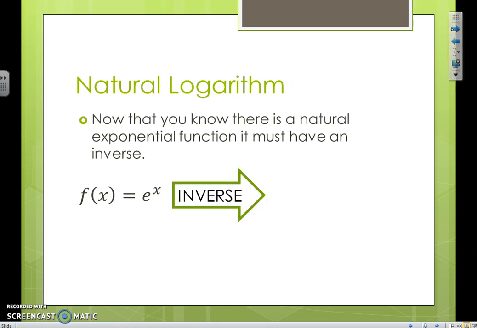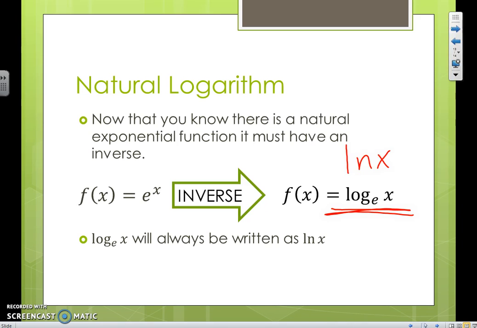Okay, now, since this is an exponential function, we know that it must have an inverse. So what's that inverse going to be? Well, remember the inverses for exponential functions and logarithm functions have to have the same base. So the inverse would be log base e of x. However, you will never, ever see it written like that. We call this our natural logarithm function, and it will always be written as ln of x. So log base e will always be written this way. You're going to have to memorize that ln x means log base e.